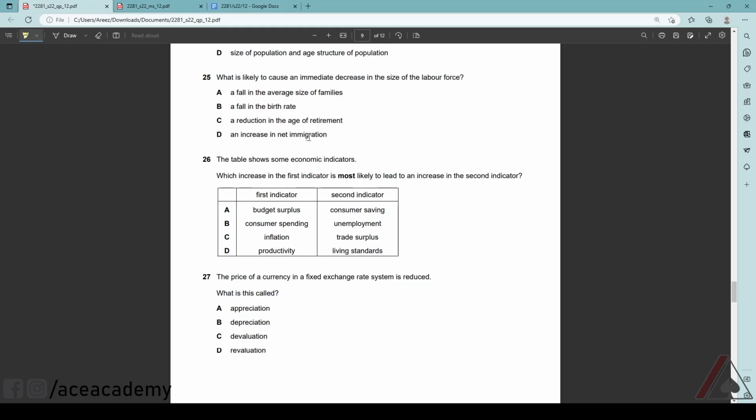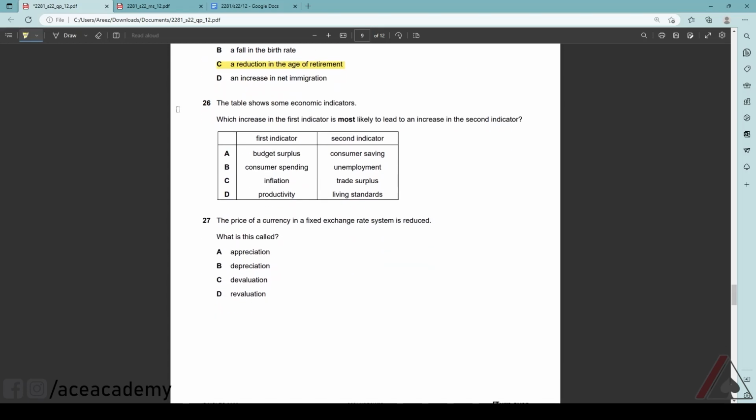Lastly, D, an increase in net immigration. It's not your answer, right? So C, 25 is your answer. It would not lead to an immediate decrease in the size of the labor force. Therefore, D is not your answer.